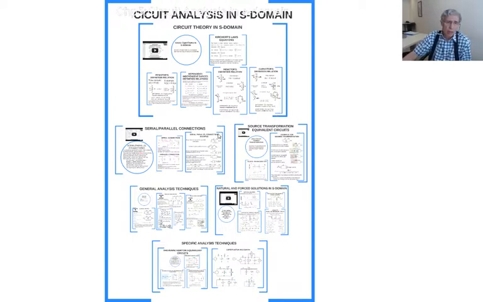And then we said how we can get benefit for the analysis of S-domain using the serial parallel connections, and how we can use the source transformation in S-domain analysis. We examined this in this frame, and then we examined the general analysis techniques. What we mean by saying the general analysis techniques is to find out all the elements, current and voltages for the given circuit.